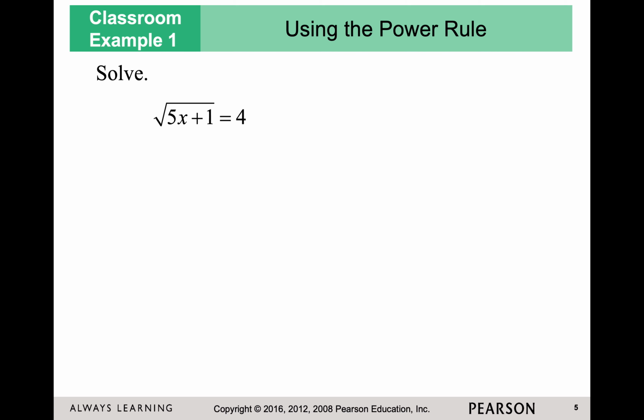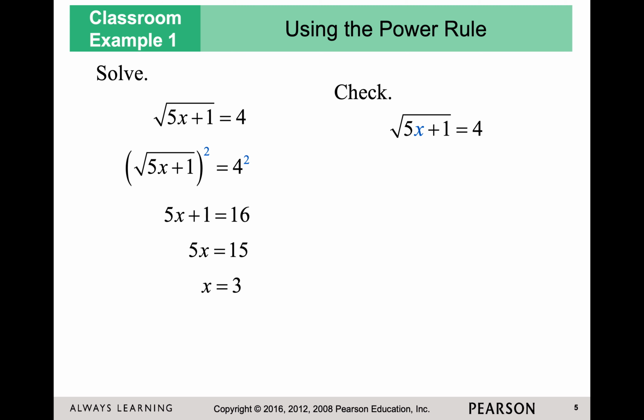So when I have the square root of 5x plus 1 equals 4, the key to know when to apply the power rule is when you have just a radical on one side of the equal sign, just a radical. Once you have that, you can raise the radical to the power and the other side to the power. Since it's a square root, the power of 2 will cancel it out. 4 squared is 16, and then you just solve it like a normal equation, and I get 3. I'm going to check it. 5 times 3, 15 plus 1 is 16, whose root is 4. So I don't have an extra solution. That is the solution.